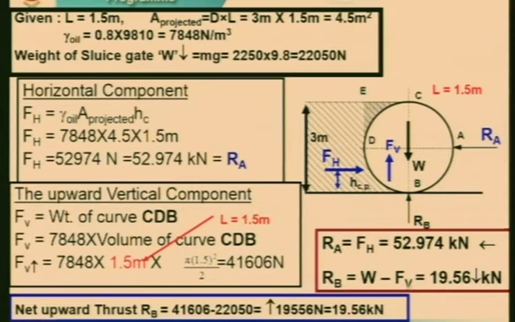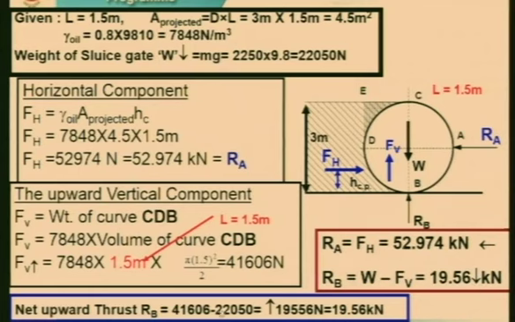Rb is W minus FV. What is W? W we already got the value as 22,050. You can see minus FV we have done and converted to kilonewtons. So we got a RA of 52.974 in this direction and RB in the downward direction of 19.56. Is it okay? So the net upward thrust we can calculate.